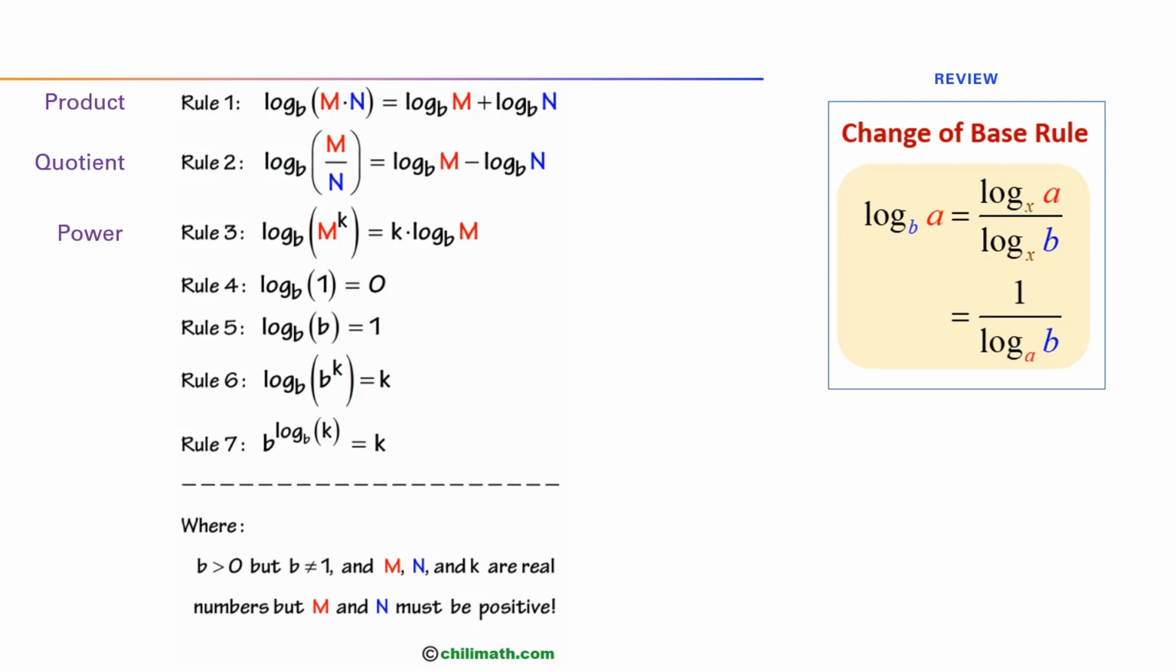So we have some of the rules. We have the product rule for the first line, rule number 1: log base b of the product m times n equals log base b of m plus log base b of n. Then we have the quotient rule, rule number 2: log base b of m divided by n is log base b of m minus log base b of n.